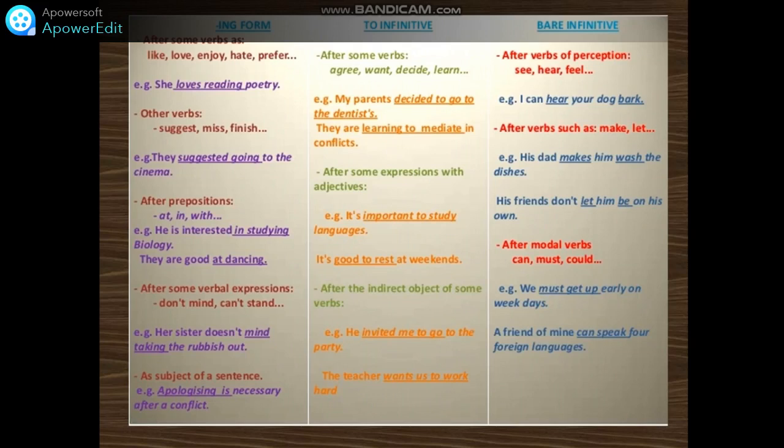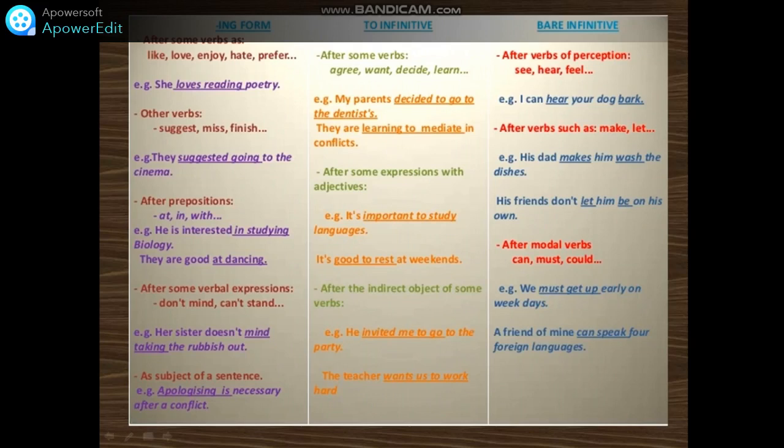Sometimes you have look forward to. It's always followed by ing. As a subject of a sentence, for example, apologizing is necessary after a conflict. Now, infinitive with to. After some verbs like, for example, agree, want, decide, learn. My parents decided to go to the dentist. They are learning to mediate in conflicts. After some expressions with adjectives, for example, it is important to study languages.